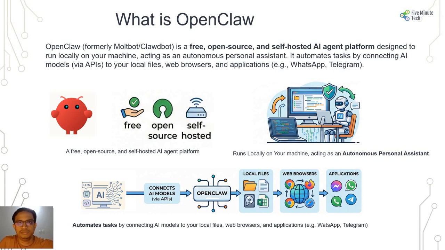So to understand that, we first need to understand what OpenClaw is. OpenClaw was formerly known as Moldbot or Clawbot. It is a free, open source and self-hosted AI agent platform designed to run locally on your machine and act as an autonomous personal assistant. It will automate your tasks by connecting AI models via APIs to your local files, web browsers, and different applications like WhatsApp or Telegram. You can plug in different models and they can do their own assigned tasks which you provide them.